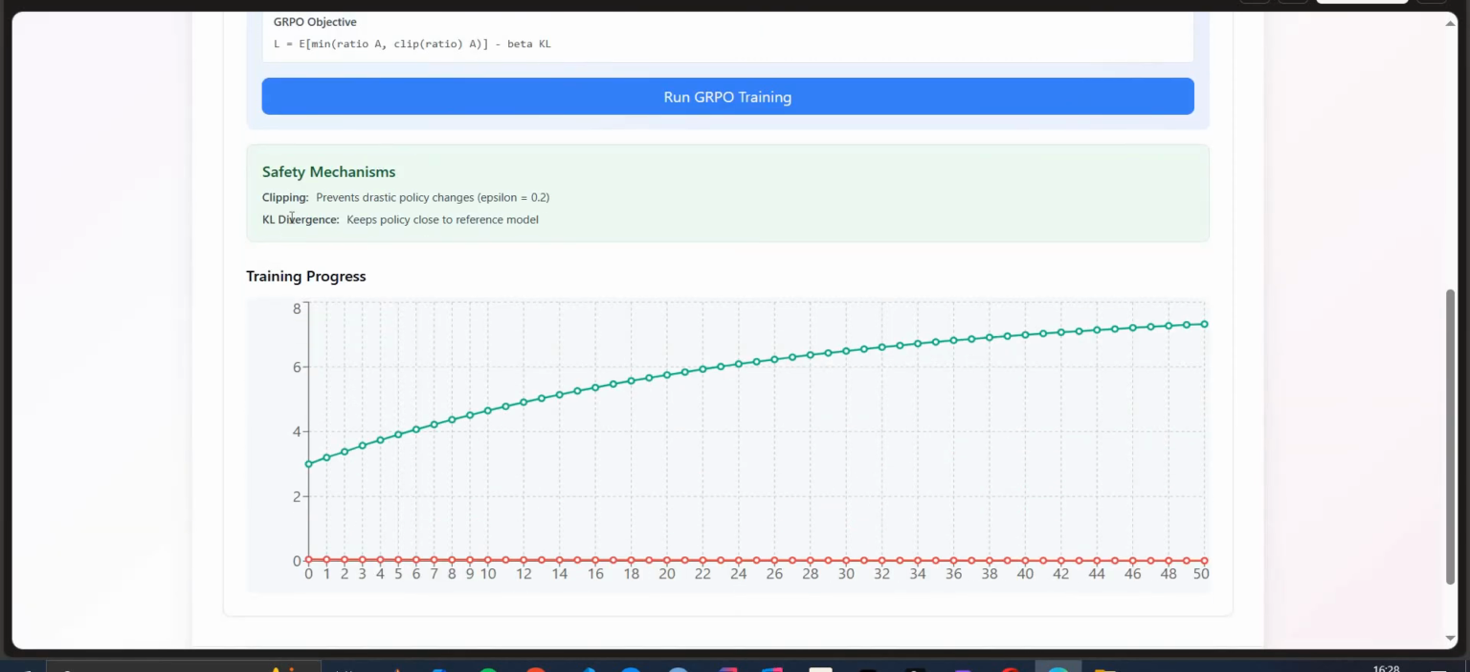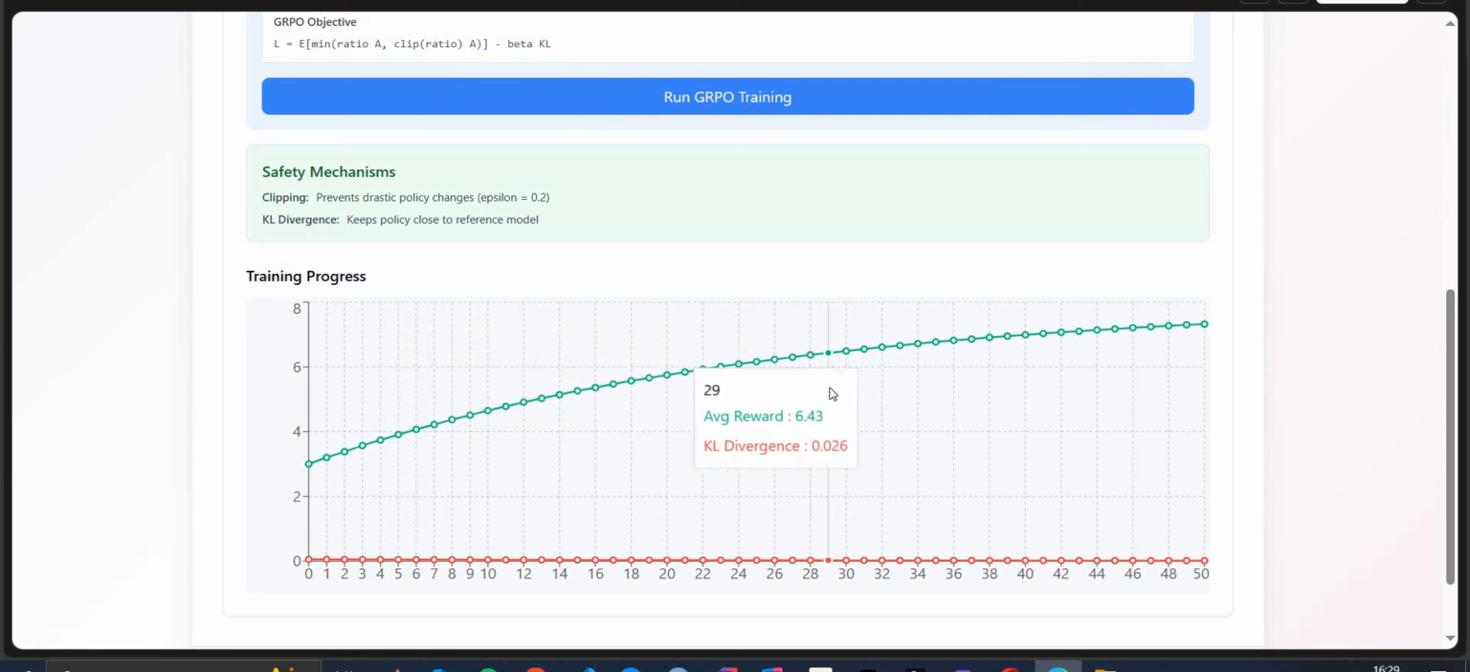And here you will notice the safety mechanism section. What is that? Clipping and KL divergence are both there for a reason. Clipping with epsilon equal to 0.2 ensures we don't let the policy jump too far in a single step, and KL divergence ensures the policy stays close to the previous model or reference policy. Together these keep GRPO training predictable and smooth.